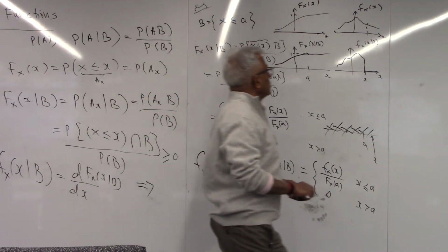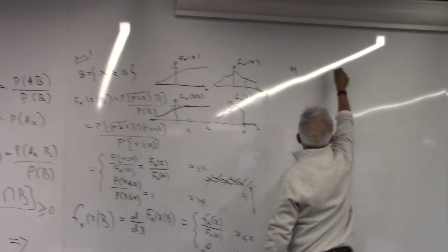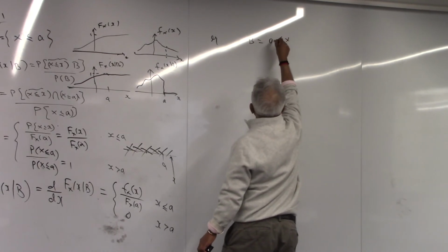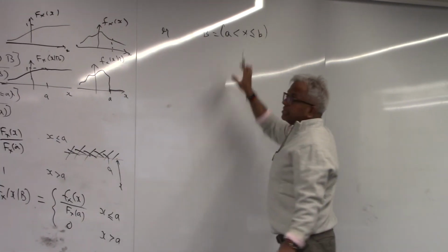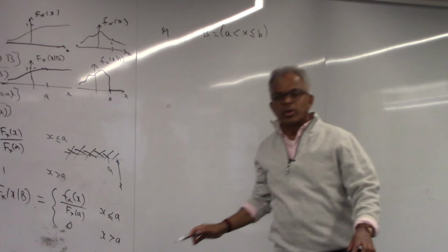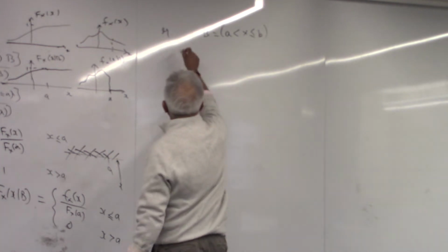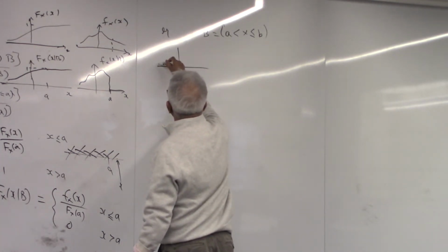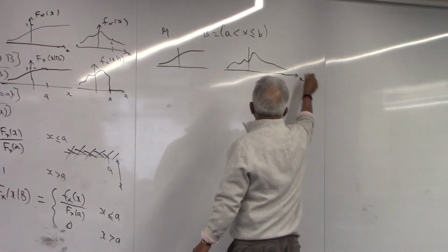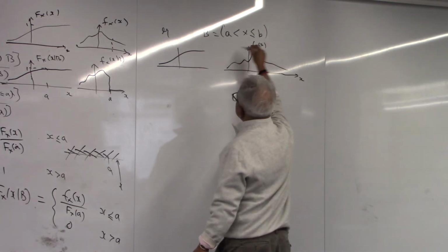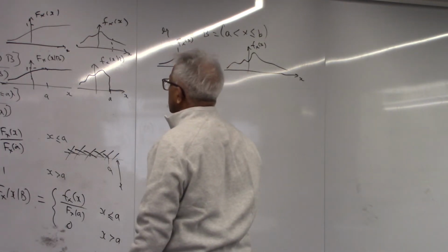So let me do another example. Let's say in this case B is given to be that the random variable is known to live between a and b. This is the information given to us. The random variable only takes values between a and b. And once again, what are the conditional density function and distribution function? This is f_X of x. So again, quickly we can just use the same formula.